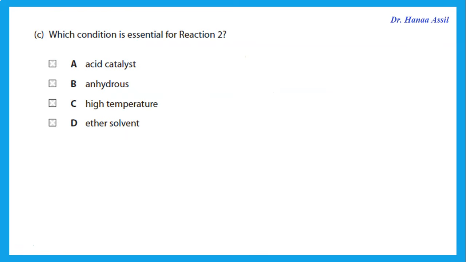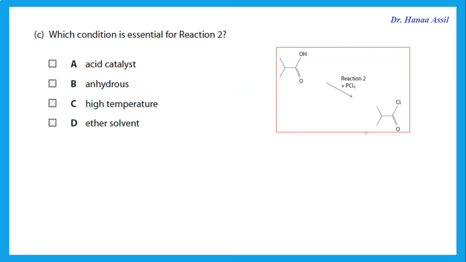Which condition is essential for reaction 2? Which one is reaction 2? This is reaction 2. The acid changing into an acyl chloride or an acid chloride. And we're reacting the carboxylic acid with PCl5 to give an acyl chloride. Which of these is needed? Do we need an acid catalyst? No. We need an acid catalyst if we were doing esterification. If we were reacting the acid with alcohol, then we would need an acid catalyst.